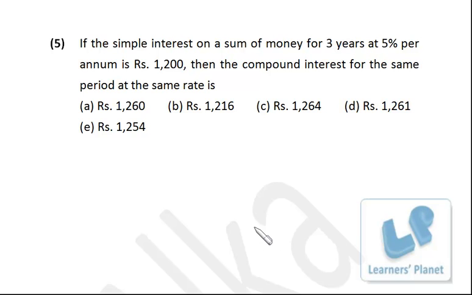Now this problem: if the simple interest on a sum of money for 3 years at 5% per annum is 1200, then the compound interest for the same period at the same rate is? Okay, again the problem is simple. See, 3 years at 5% per annum, simple interest is 1200. Now simple interest remains same every year. That means for 3 years it is 1200, that means per annum it is 400. Right? So in the first year simple interest is 400, and that is actually 5% of the principal. That means principal is 8,000, right? 5% of 8,000 is 400, right? So 400 for the first year, second year and third year. Now as far as simple interest is concerned, it is same every year.